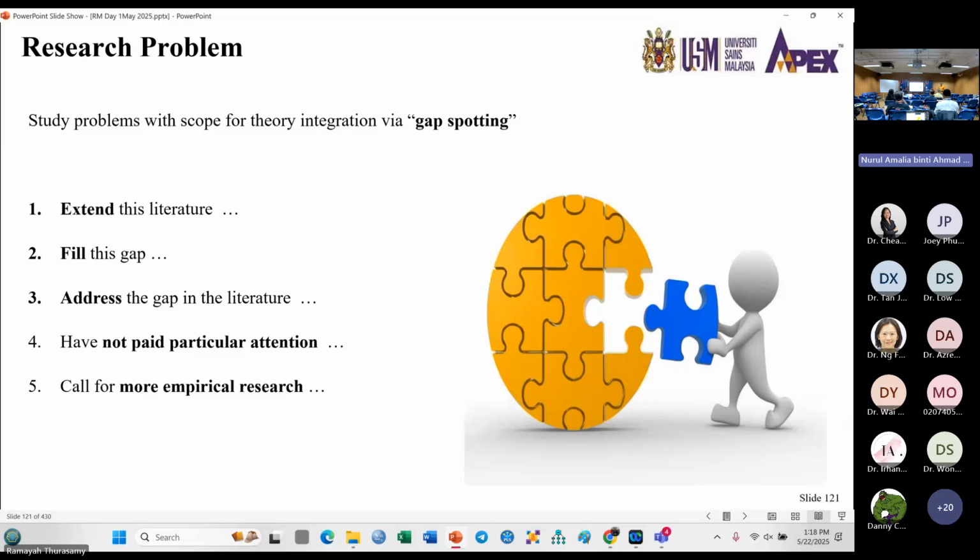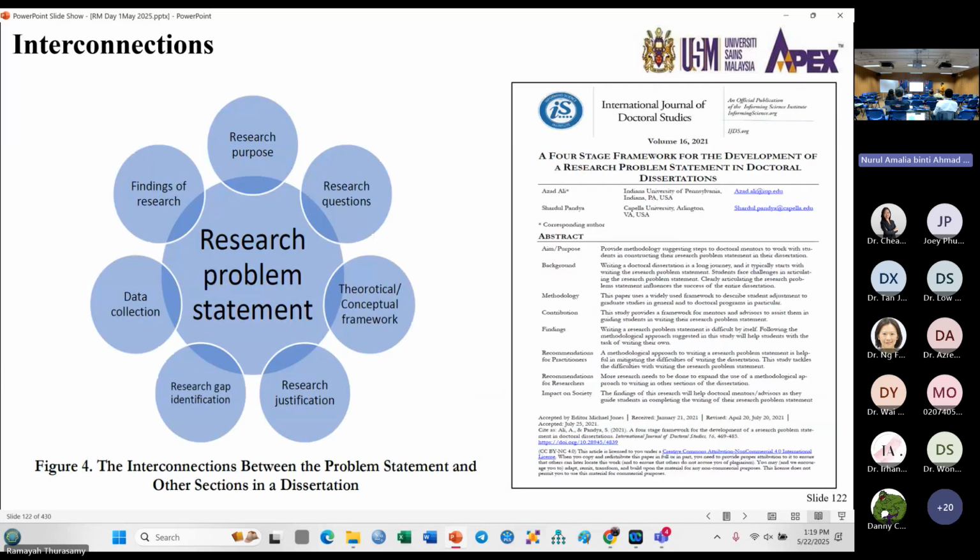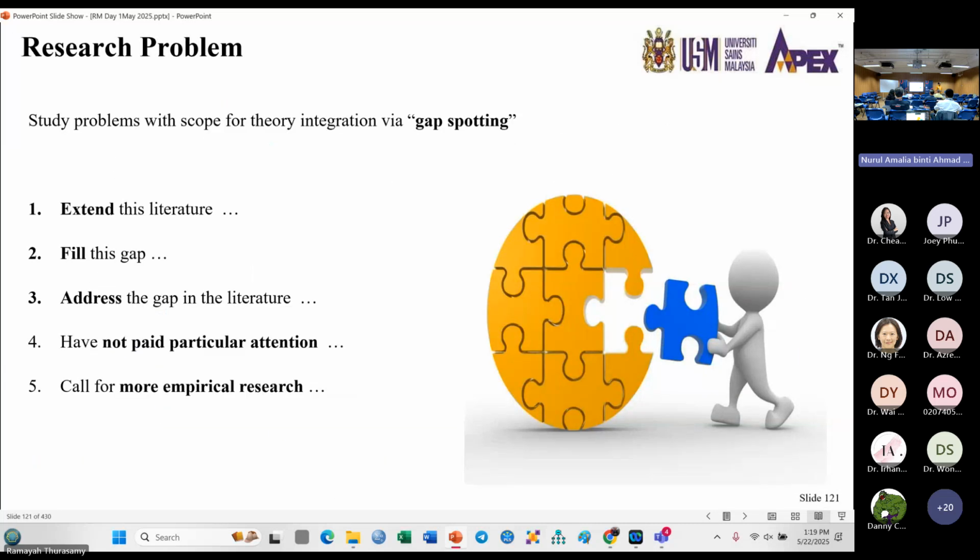So you see, most of the time when we start with the research, we have this term called gap spotting. You understand that? Gap spotting. Okay. So you say there's a gap, that's the reason I want to fill the gap. No? And these are some of the terms used: extend this literature, fill this gap, address the gap, have not paid particular attention, and call for more and greater. Yeah? And this gap spotting is a very popular way of identifying a problem.